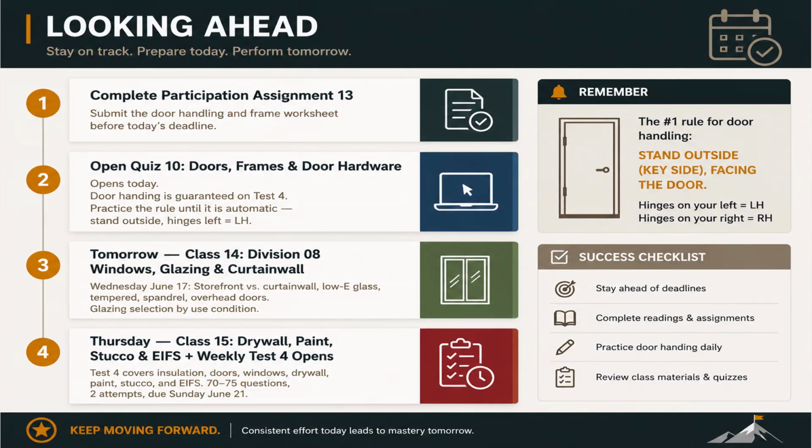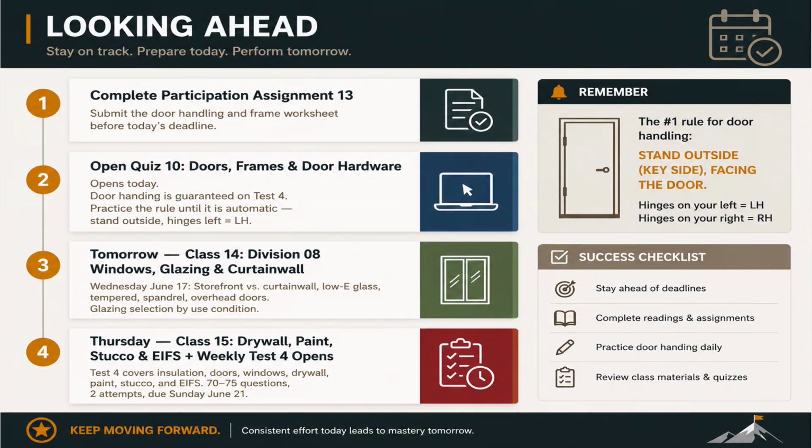Third, tomorrow is Class 14, Division 08 windows, glazing, and curtain wall. Storefront versus curtain wall, low-E glass, tempered, spandrel, and overhead doors, with glazing selection by use condition. And fourth, Thursday is Class 15, drywall, paint, stucco, and EFS, and weekly test 4 opens then, 70 to 75 questions, 2 attempts, due Sunday, June 21st, covering insulation, doors, windows, drywall, paint, stucco, and EFS.